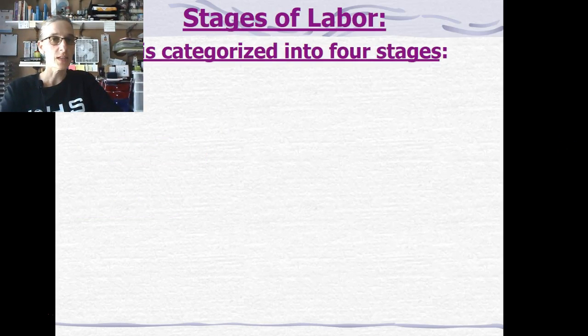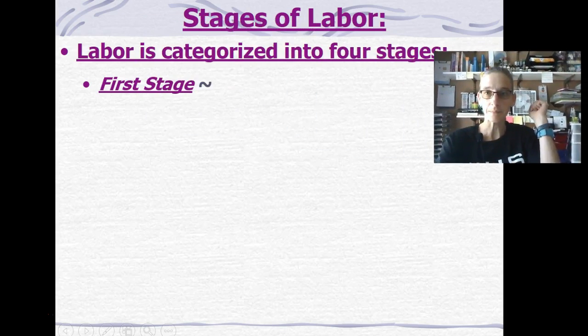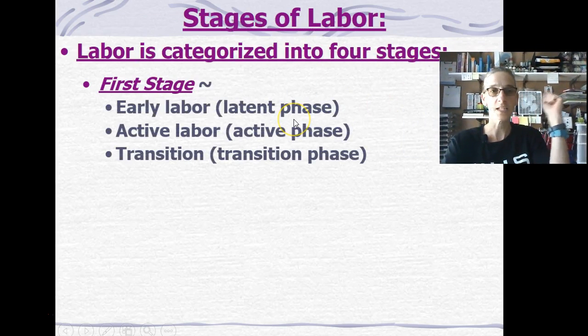Then we've got stages of labor. Labor is categorized into 4 different stages. More flashcards to make. Your first stage of labor includes early, active, and transition phases. Latent, active, transition. Be sure you understand this.